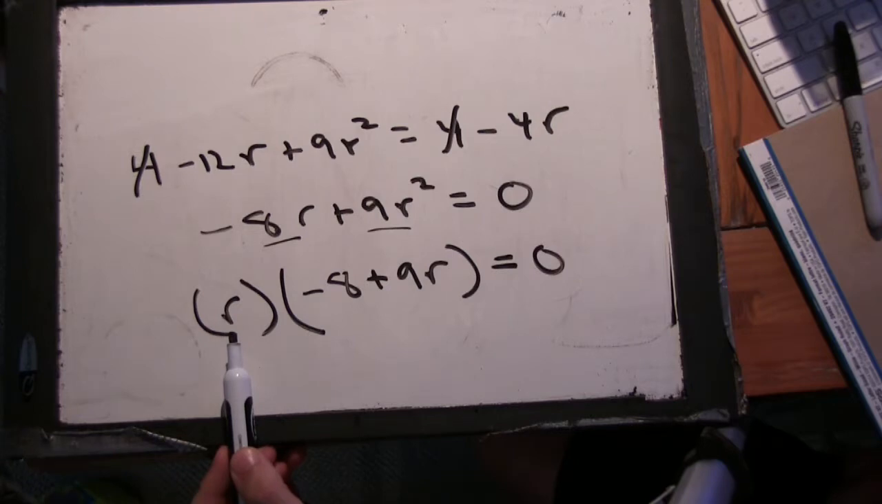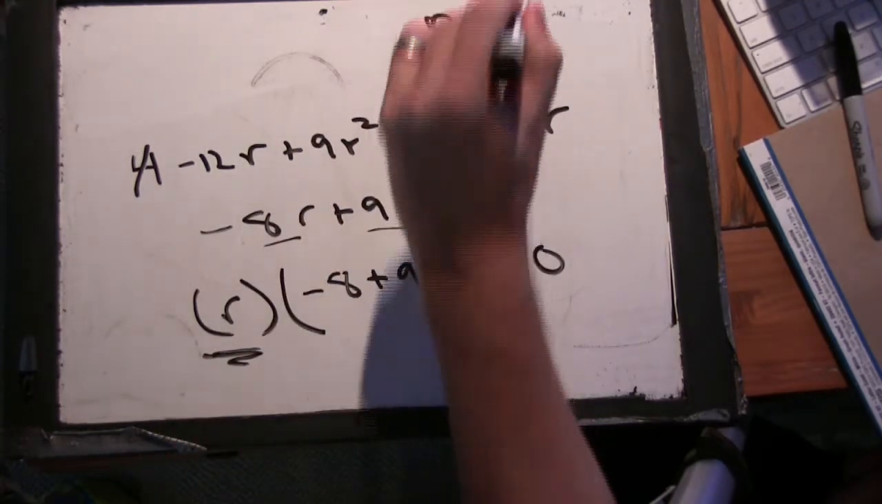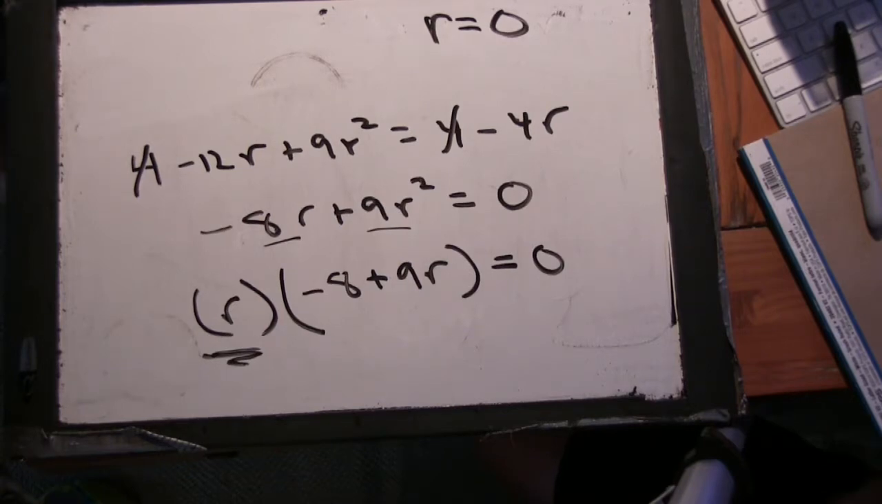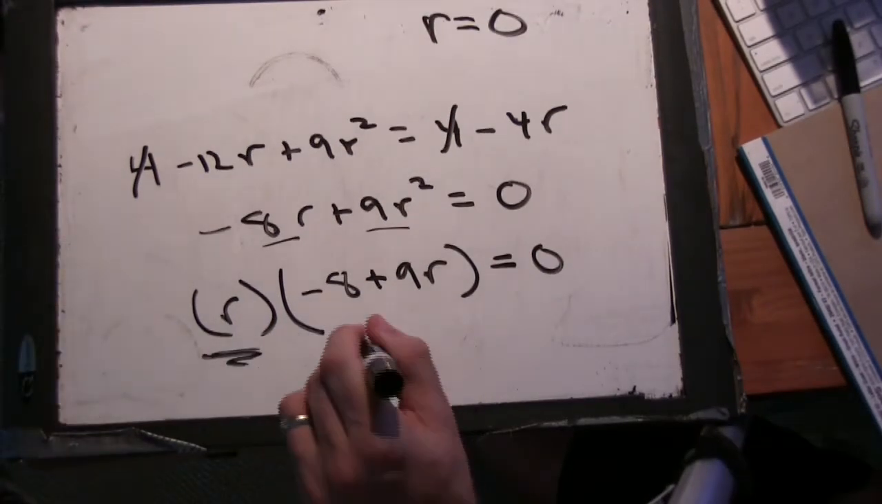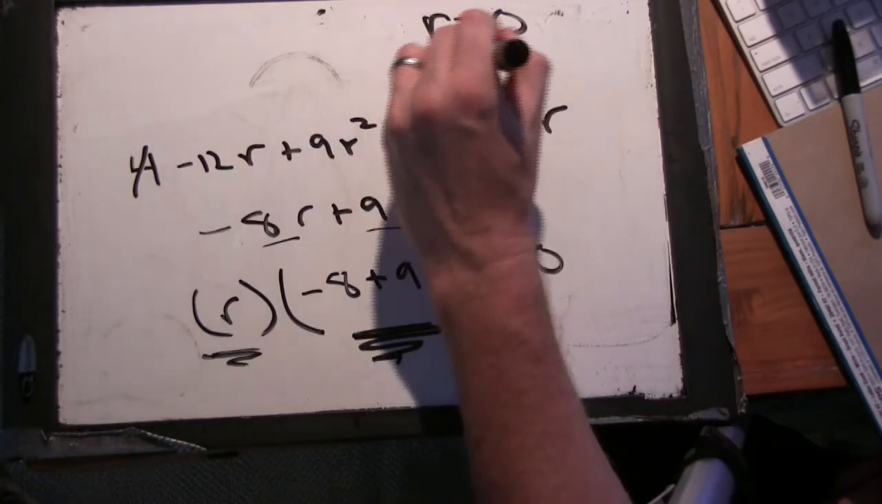What does it mean for r if this one's 0? Well, r is 0. Does that make sense for the radius of our circles? No. So we would reject that solution. What about this one? It means negative 8 plus 9r equals 0, so 9r has to be 8. So r has to be 8/9.